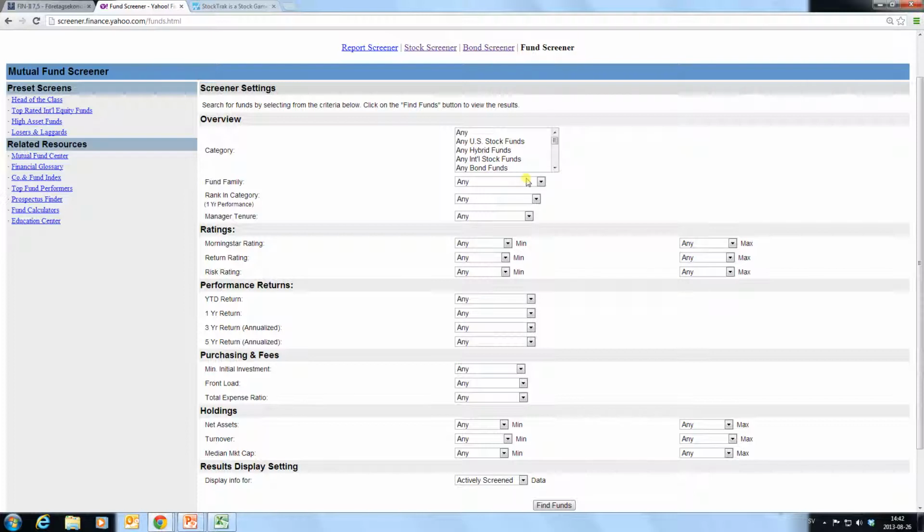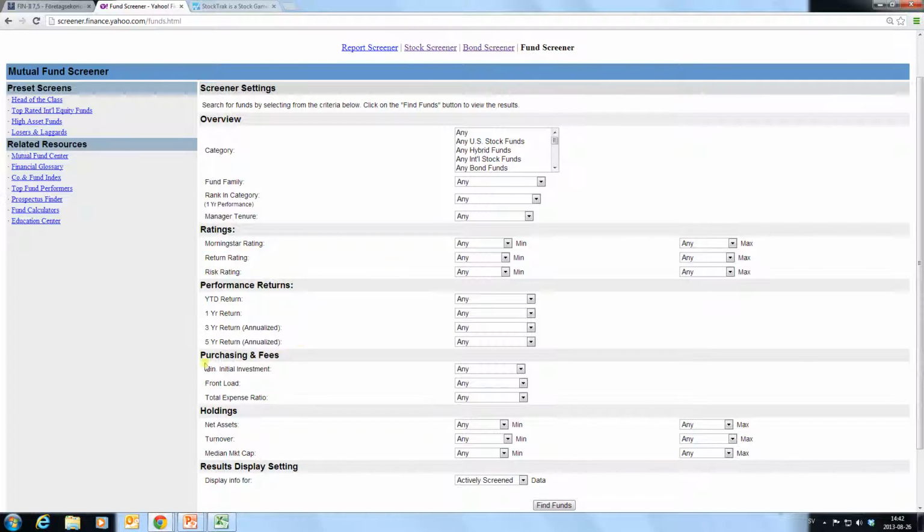Then you can choose fund families if you would like that. I'm not going to bother about that. You can also look at different rankings by 1 year performance, for example, or the 3-year return, or the 5-year return, or something like that, or risk rating and return rating. So you can choose it pretty much the way you would like it.